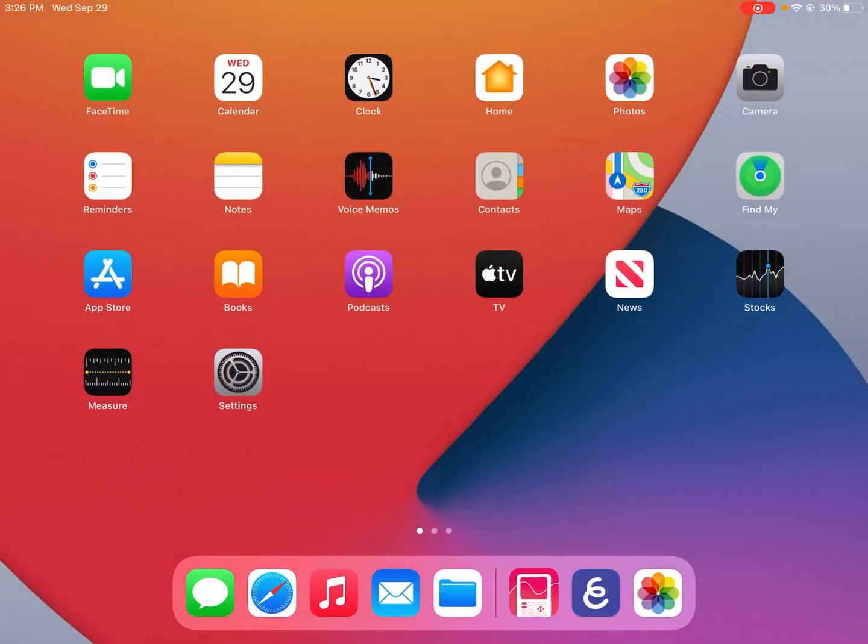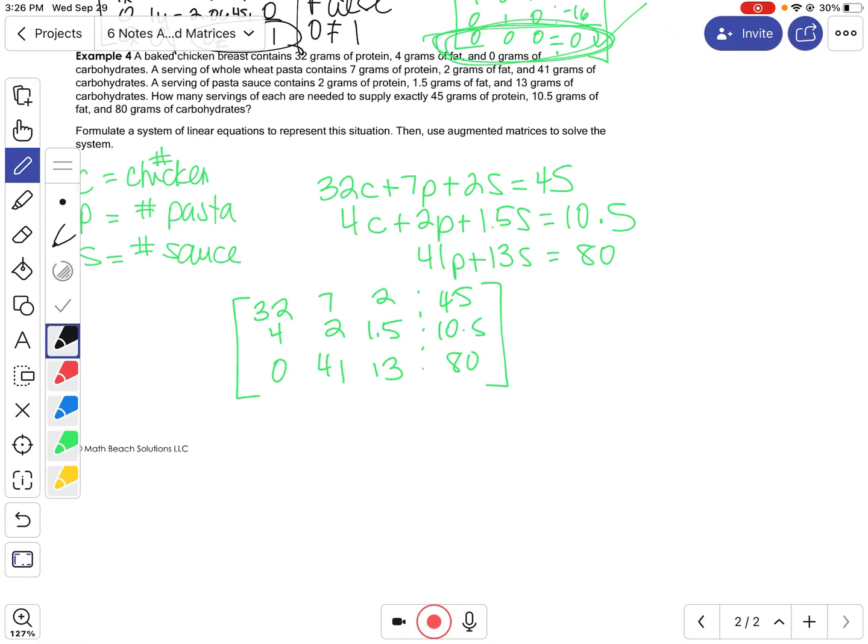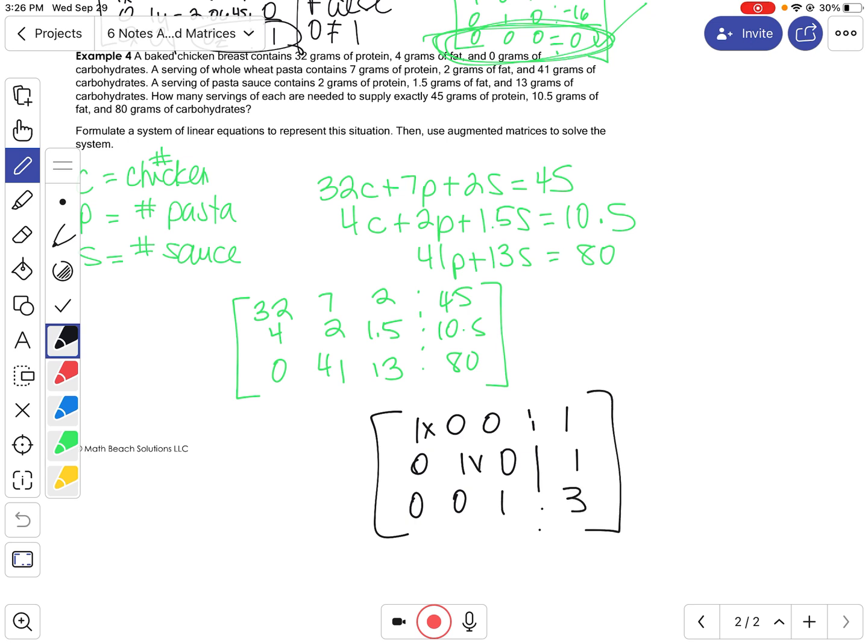So let's write this down. So we got 1, 0, 0. Remember, make some space. That's a 1, and then 0, 1, 0, 1, 0, 0, 1, 3. So that's X, Y, Z. So it tells me what X equals, or your C, and then your P, and then your S. So I'll change those to C, P, and S. So it should be C is 1, P is 1, and your sauce is 3.